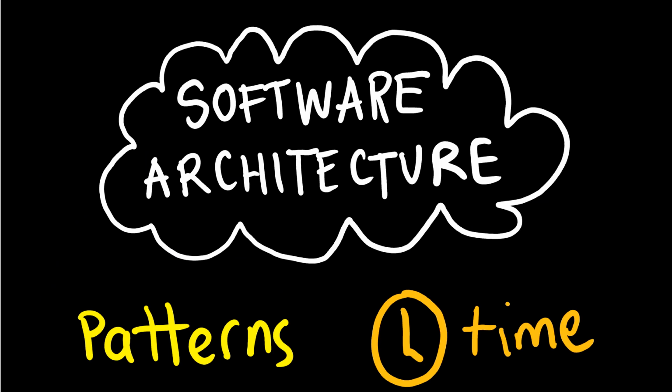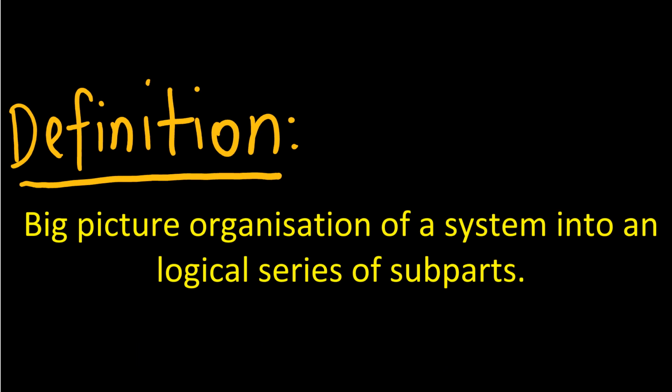Software architecture is concerned with finding patterns in existing software solutions and utilizing them in future work to save time. When delivering a project, we want to minimize our wasted time on unnecessary tasks. If there is a known way of achieving a task, why wouldn't we use it? If we can use a package that can reliably and quickly sort a list for us, why would we waste time writing our own sorting algorithm? A formal definition of software architecture is the big picture organization of a system or a piece of software into a logical series of subparts.